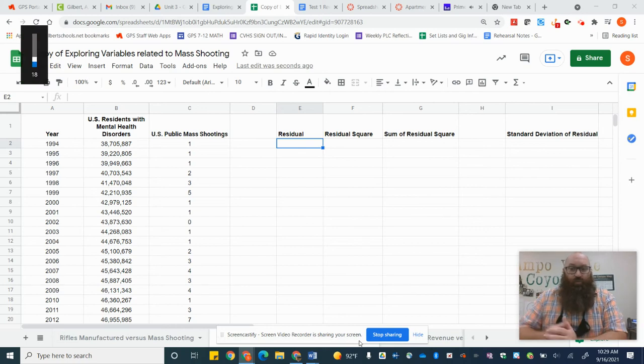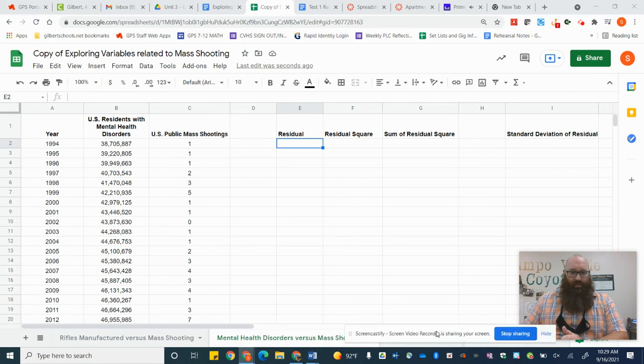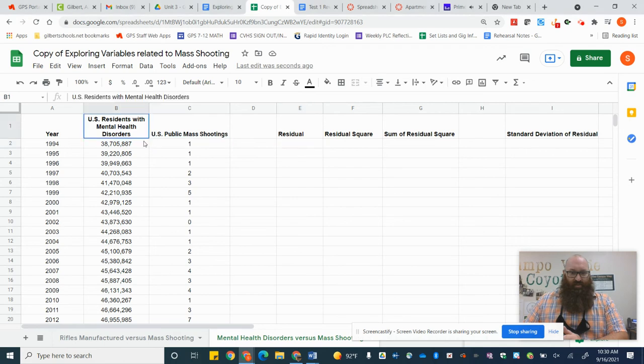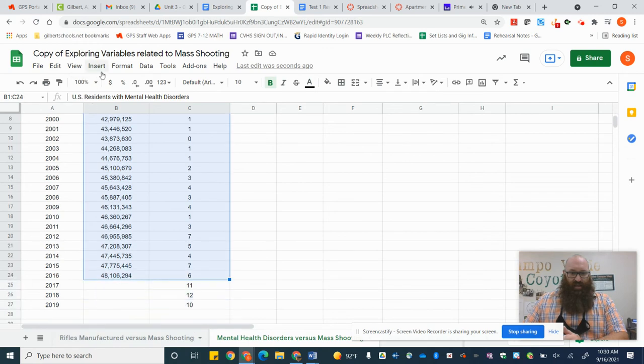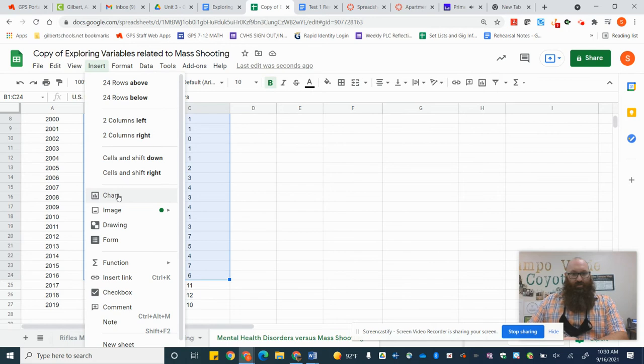Right. So what we're going to take a look at today is a quick review, if you were struggling with some of the logistics of getting the spreadsheet to do some calculation for you. Here I'm on the second tab, where we were comparing mental health disorders versus mass shootings. Again, remember where we started off was we needed to select all of our data, and then we use the spreadsheet to insert a chart.